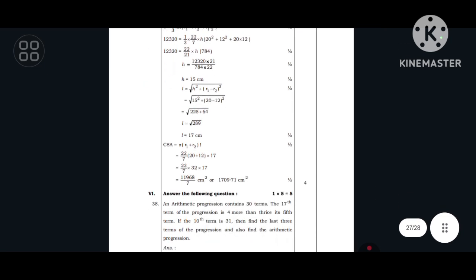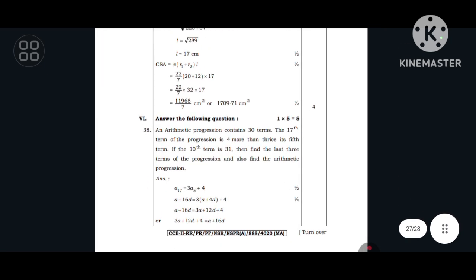And if you check which question they asked for 5 marks, let's check. They asked it from arithmetic progression. This is a very super important question. Mainly they will ask from surface area and volumes or arithmetic progression.